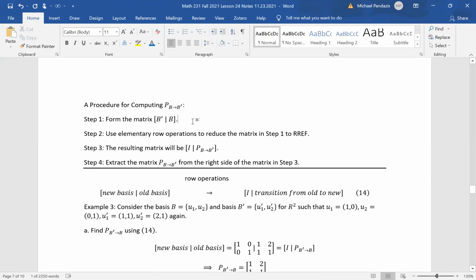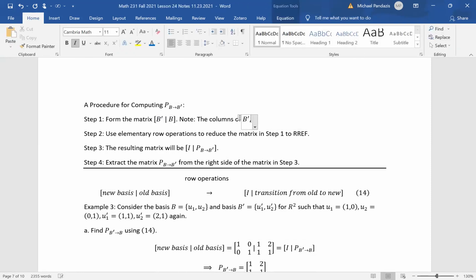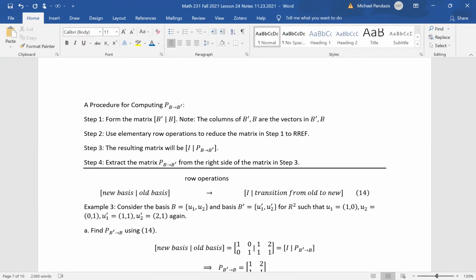Okay? So note that the columns of B prime and B are the vectors in B prime and B. So that means that B prime as a matrix is a matrix whose columns are built from the vectors of B prime. And the matrix B is the matrix built from the columns of the vectors in B.